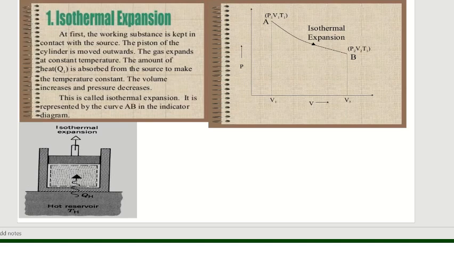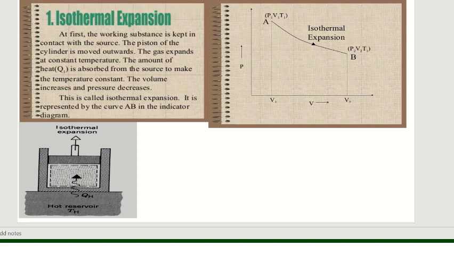As the temperature is kept constant, since the gas is expanding, its volume increases and pressure decreases. And this isothermal expansion is being represented with the help of a PV diagram. Here you can see the PV diagram, that is pressure versus volume. So here the AB curve indicates the isothermal expansion. Initially the cylinder is filled with the ideal gas.